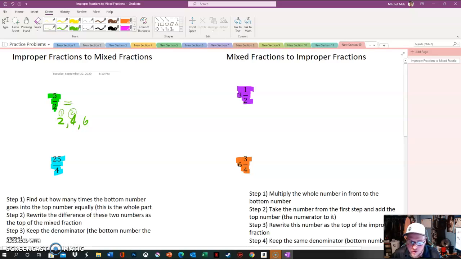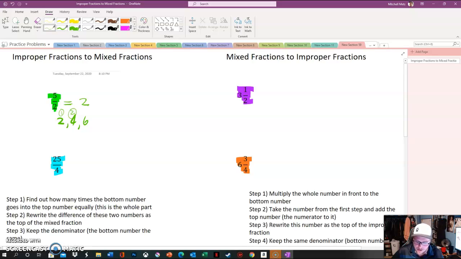So when I am converting this now, my second step is to rewrite the difference of these two numbers as the top of the mixed fraction. So 2 goes in there twice equally. So we went there twice because we have to stop at 4. So that little 2 I have circled, that is my whole part. Now that is my second step. Rewrite the difference of these two numbers as the top of the mixed fraction. Okay, so actually that was my first step. I'm sorry, that was my first step.